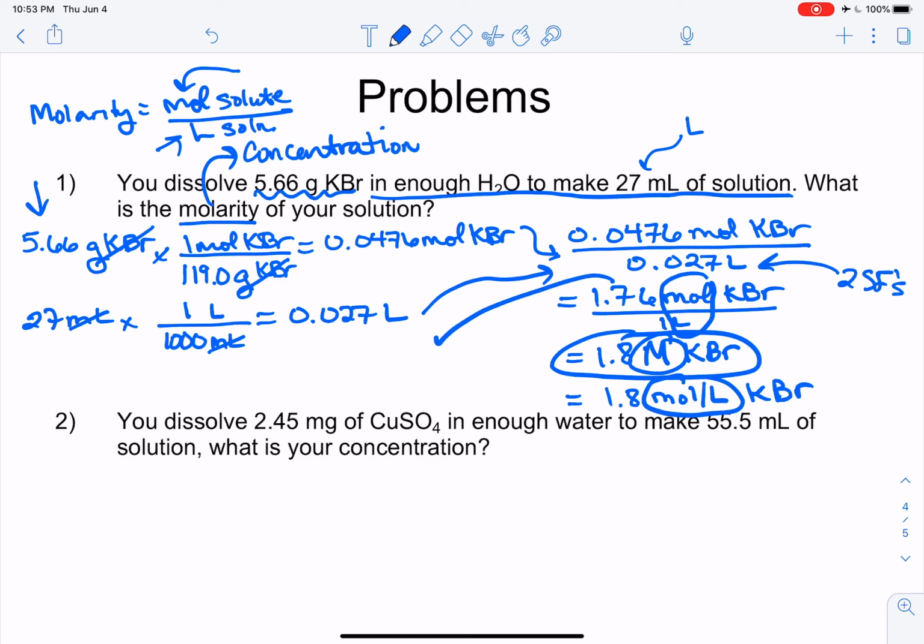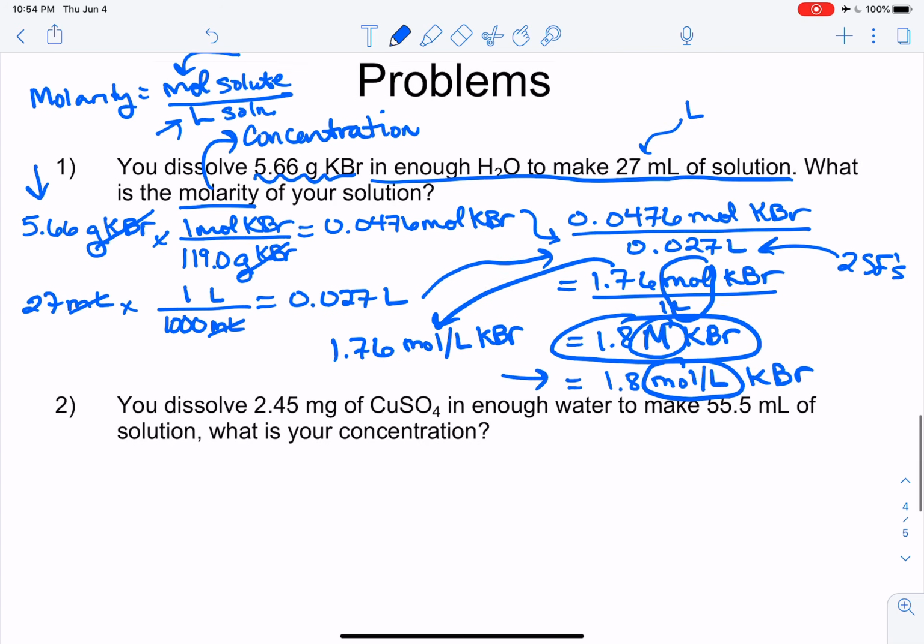This value that we wrote right there, the 1.76 mole of potassium bromide over 1 liter, another version of that would be mole per liter potassium bromide. I'm just showing you different ways that you will see the exact same thing, okay? And make sure you have the correct sig figs on that.